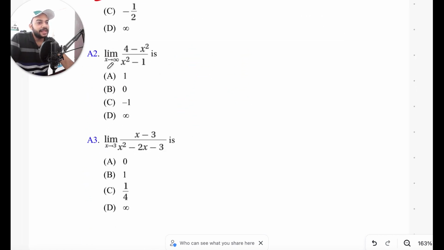A2, limit x tending to infinity of (4 minus x squared) over (x squared minus 1). If I put infinity in place of x, we get negative infinity over infinity. This is not a determinate form. This is not how we'll be able to determine the limits. So we'll have to do some simplification.